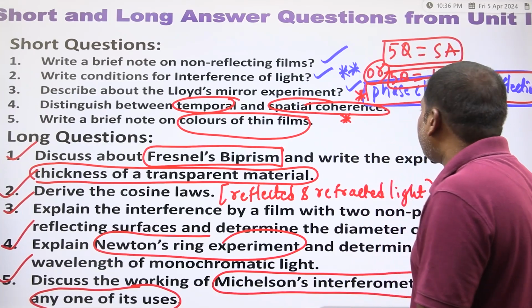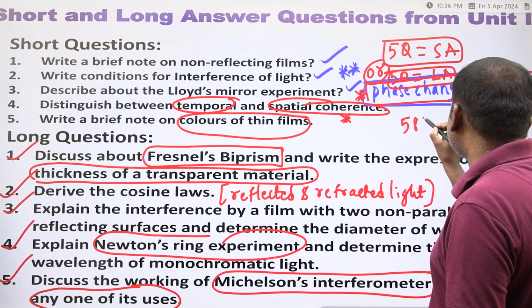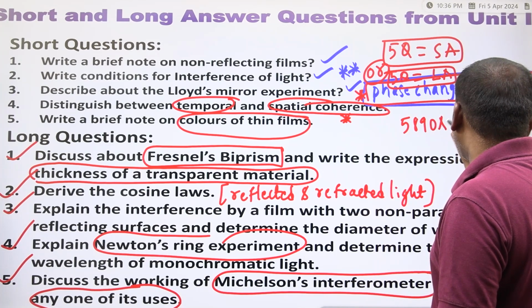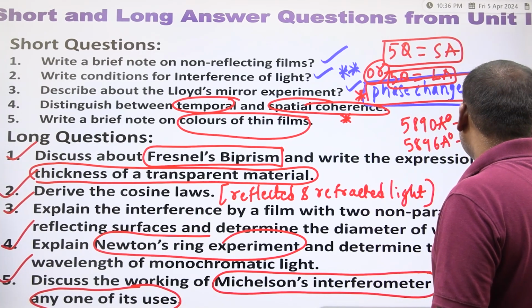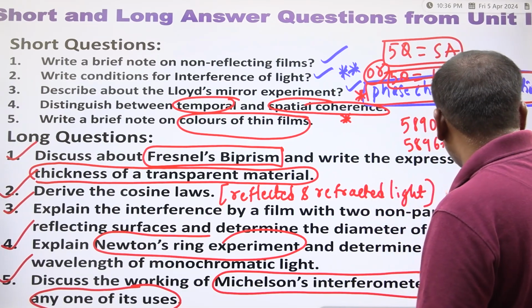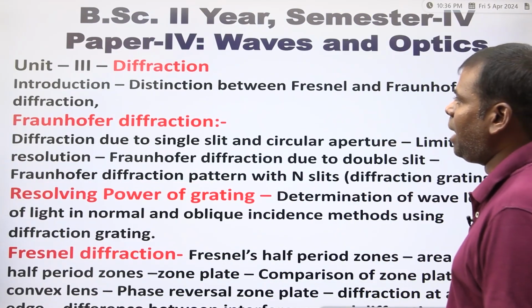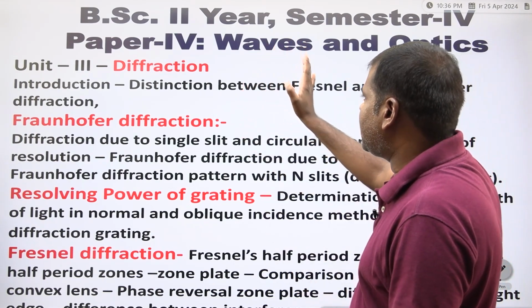So in a sodium lamp, 2 wavelengths are there: 5890 angstroms, this is the D1 line, and 5896 angstroms, that one is the D2 line. So 2 wavelengths are there. That wavelength difference you have to find out, delta lambda. Clear? So now I am coming to unit number 3.